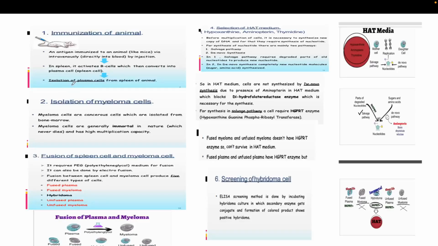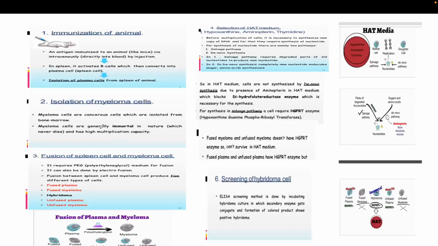Okay, and the second step is isolation of the myeloma cell. Firstly you have to isolate the plasma cell, and then you have to isolate the myeloma cell. Myeloma cells are cancerous cells which are isolated from the bone marrow. Myeloma cells are generally immortal in nature and have multiplication capacity. So we can isolate them from the bone marrow of a cancer patient, these cancerous cells, which are immortal in nature.